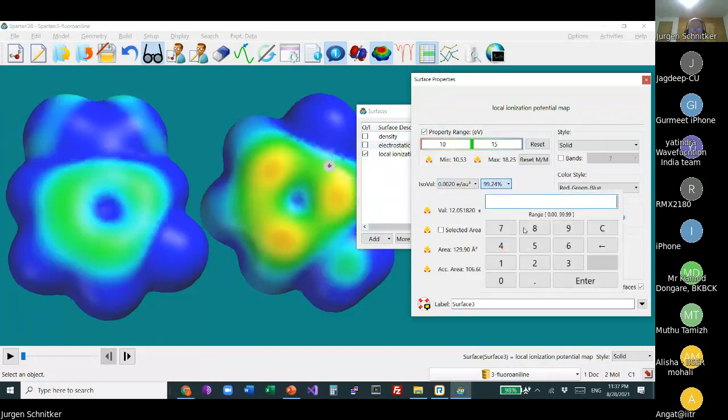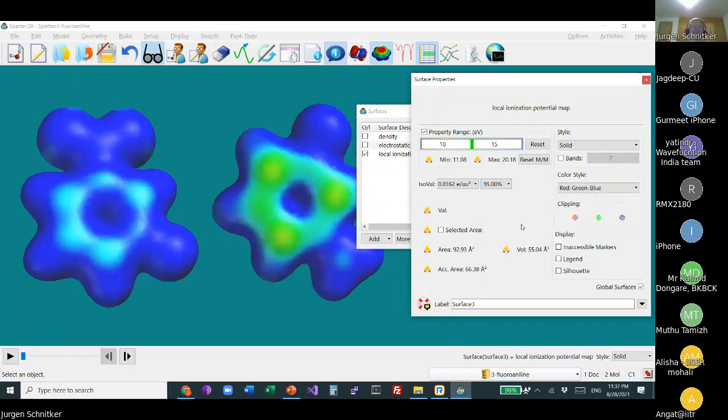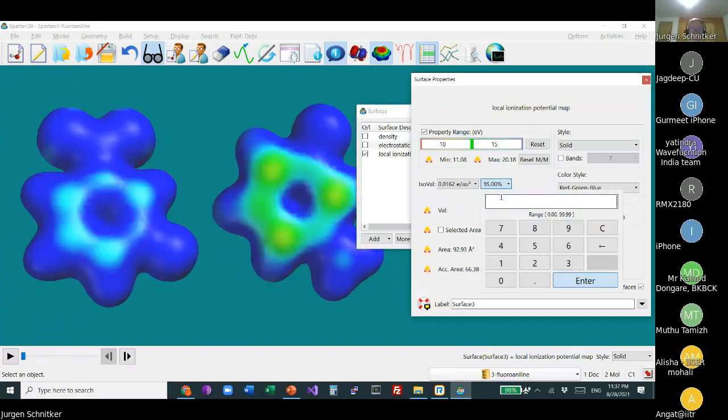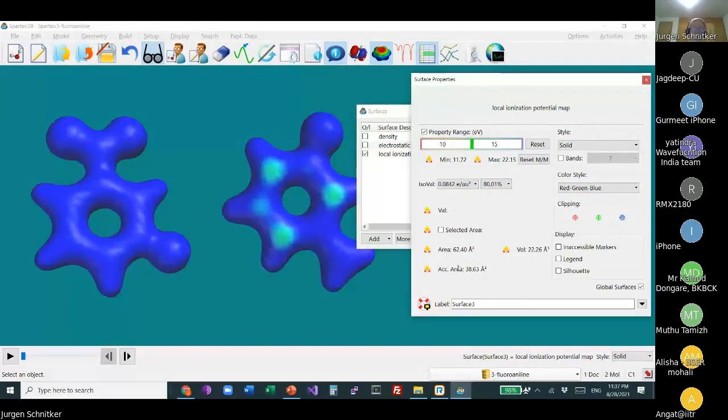I can also change the size of the surface. This now includes 99% of the electron density. I can reduce this to 95%, reduce it to 80%, and so on. So I get an immediate visual illustration of which of these molecules is more susceptible to electrophilic substitutions.